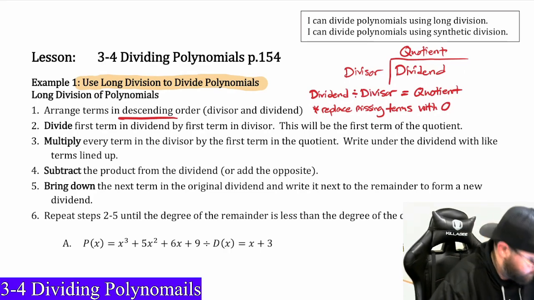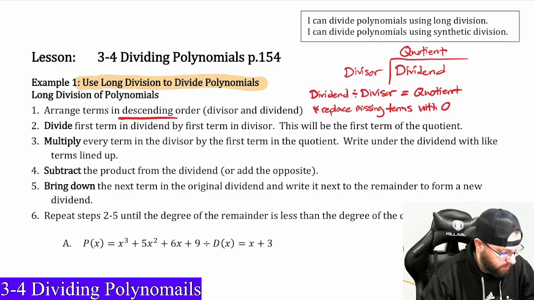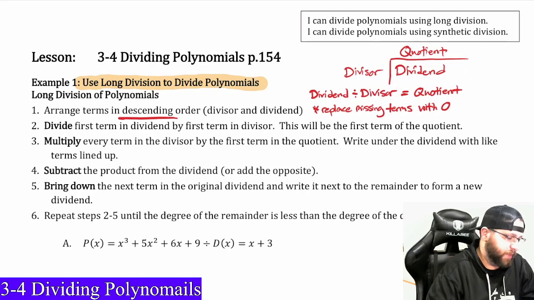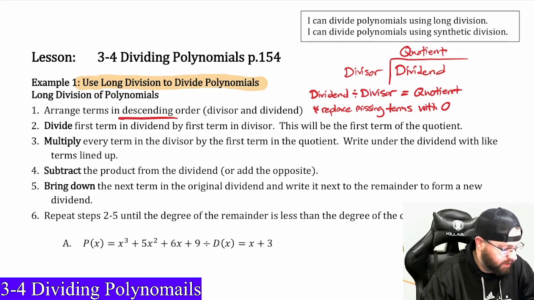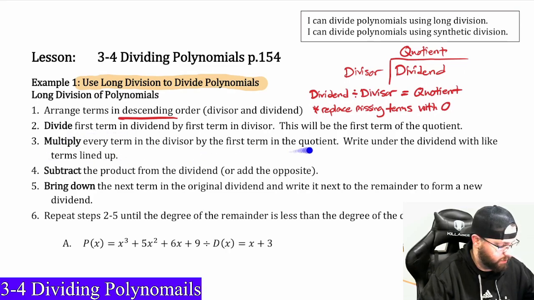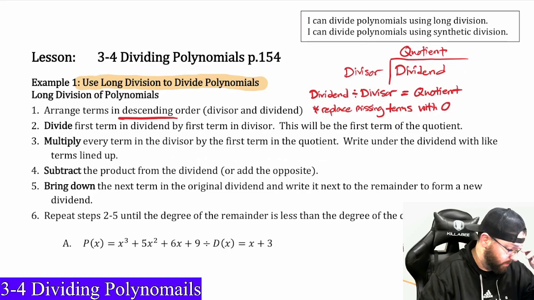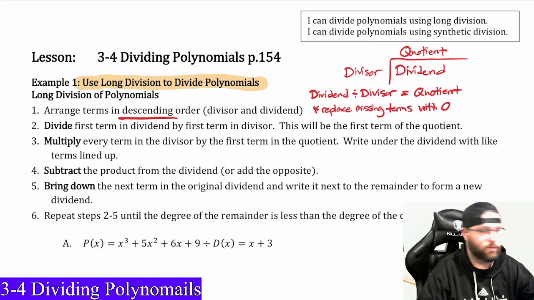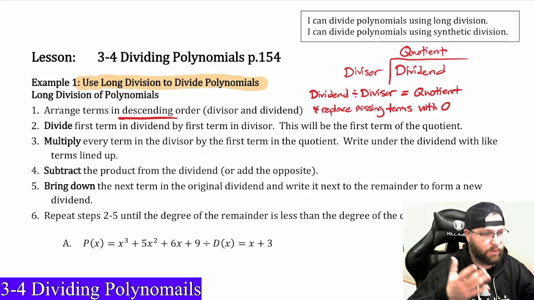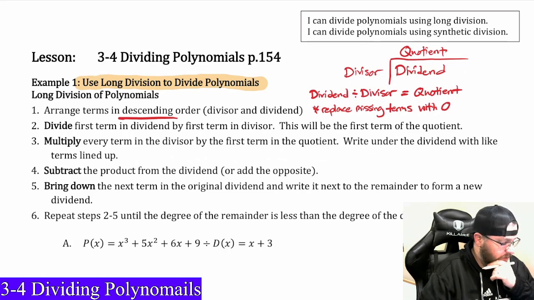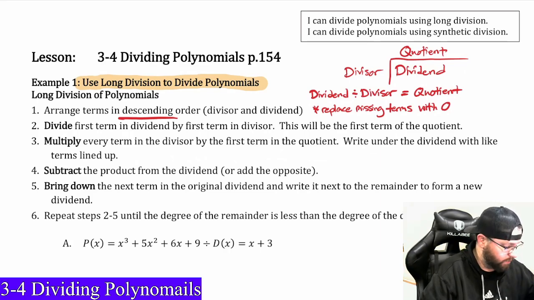Okay, so we're going to divide the first term in the dividend by the first term in the divisor. Okay, this will be the first term in the quotient. And then we're going to multiply every single term in the divisor by the first term in the quotient. Okay, then we're going to write under the dividend with our like terms lined up, right? So just like you would with anything that we are dividing, right? So then we're going to subtract the product from the dividend or add the opposite, okay?